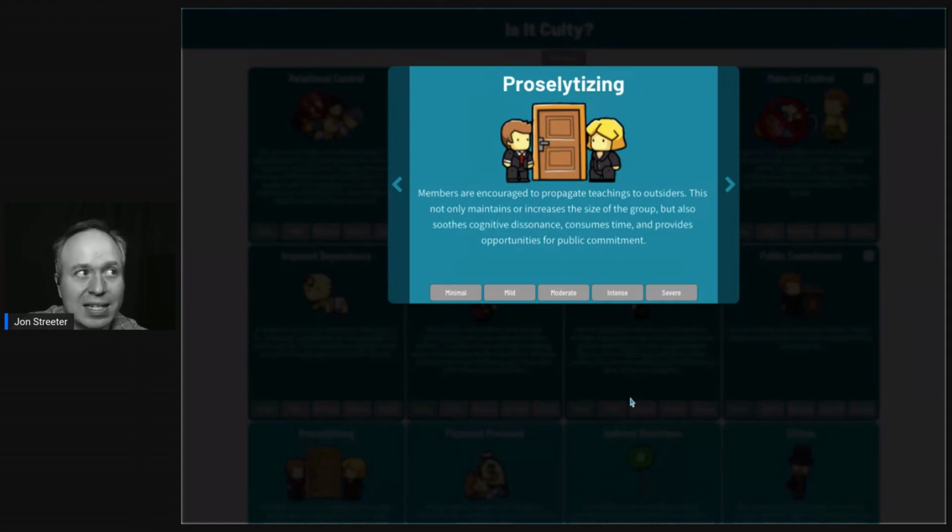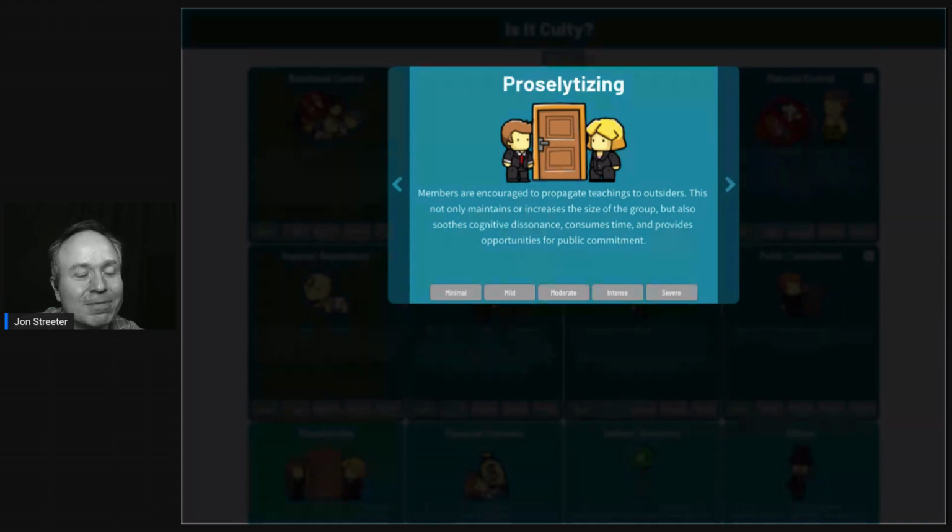Next is proselytizing. Members are encouraged to propagate teachings to outsiders. This not only maintains or increases the size of the group, but also soothes cognitive dissonance, consumes time, and provides opportunities for public commitment. How frequently do they have you going out and trying to recruit people or find people to join the group? How much pressure is there for that?